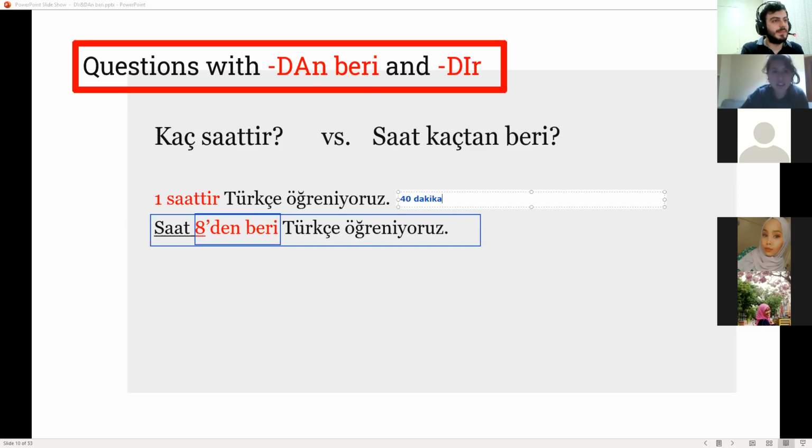40 dakikadır Türkçe öğreniyoruz. Najma, it's also possible to say dan beri. Dan beri works always. But let's use this dır instead of dan beri. Türkçe öğreniyoruz. Tamam mı? Veya 1 saattir Türkçe öğreniyoruz. That's the idea about dan beri and dır. Since and for. But as I said, for an easier thing, you can always use this one. You're done. No mistake. Easy peasy.